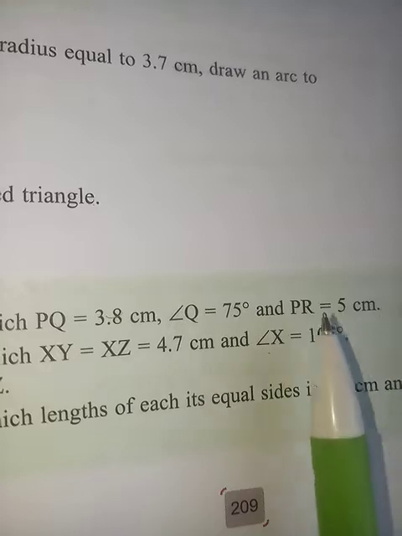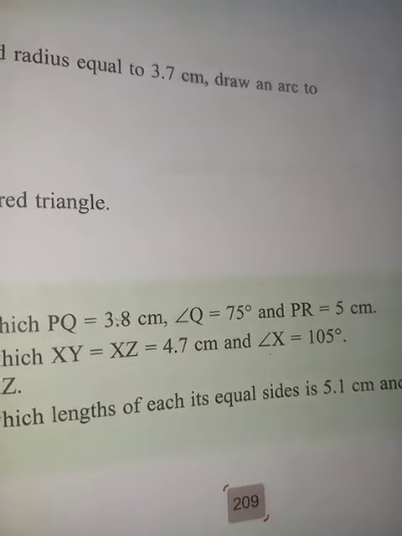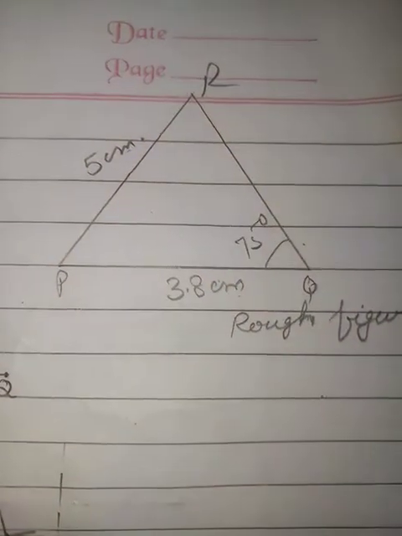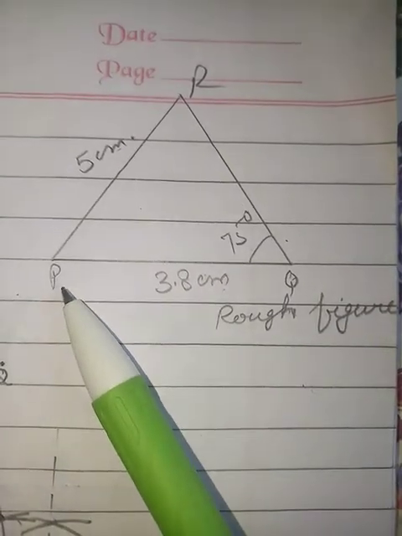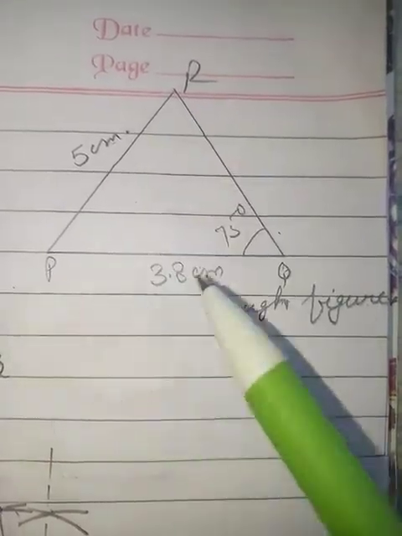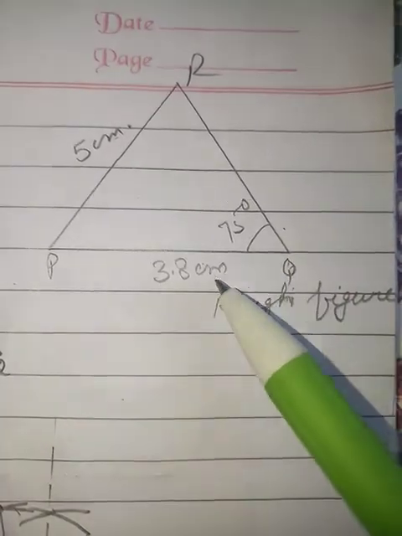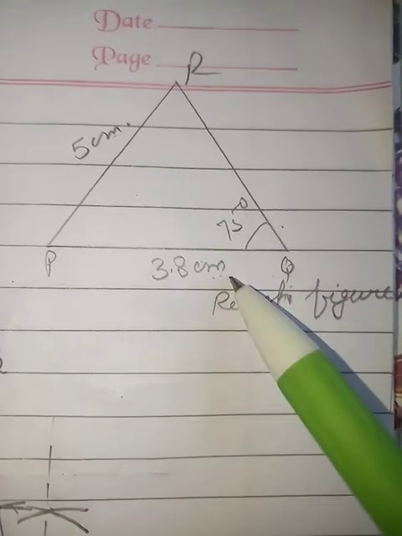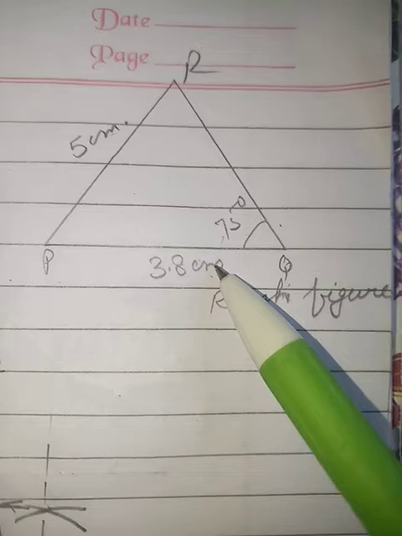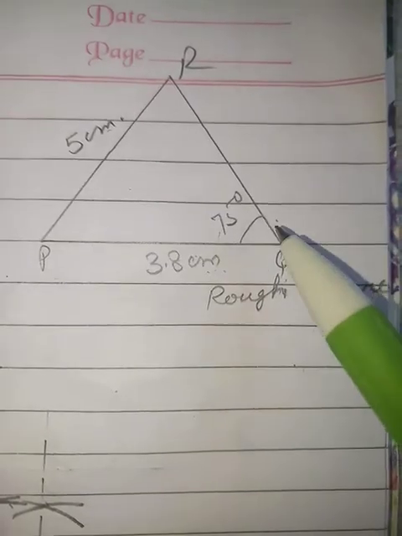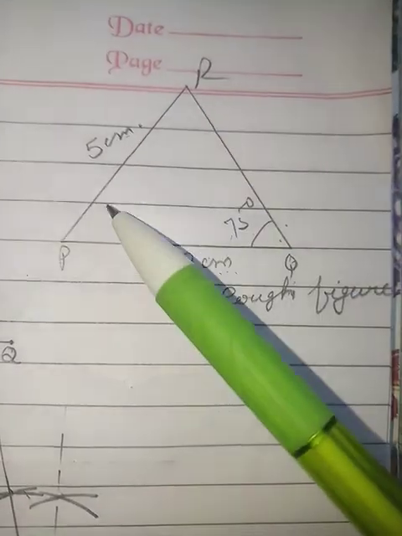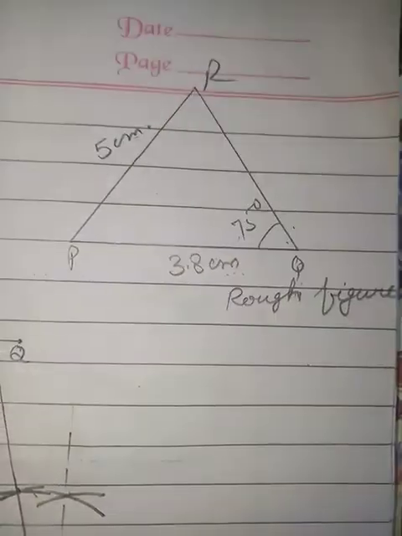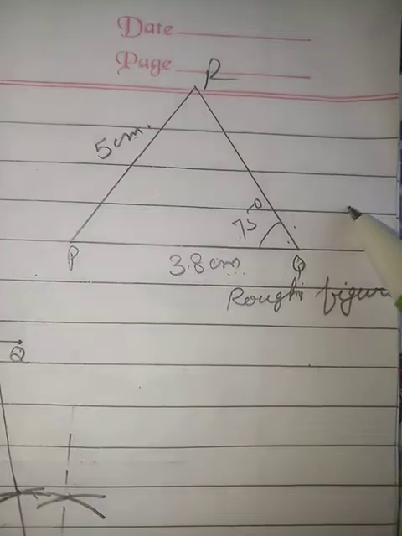Okay, so let's do the construction of this triangle. Firstly we will draw the rough sketch of the diagram. Okay, so the name of the triangle was PQR. Same name I have used. PQ length they have given 3.8 centimeter. So we will draw this line segment 3.8 centimeter. Okay, 75 degree angle Q should be there and 5 centimeter PR should be there. Okay, so this is the rough sketch I have drawn.